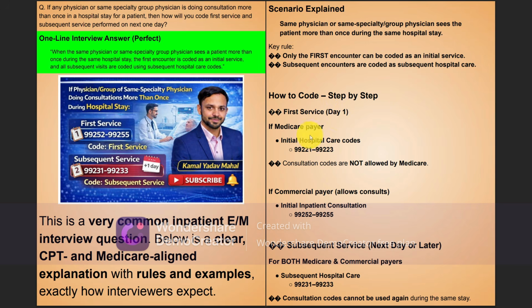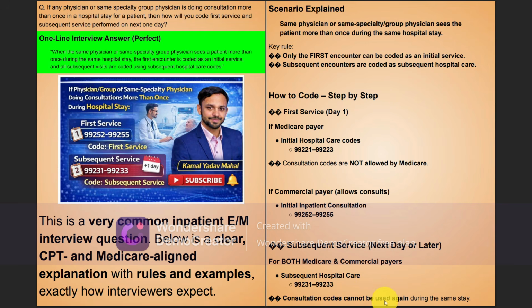If Medicare payer, at that time initial hospital care 99221 to 99223 codes we are selecting there. Consultation code is not allowed by Medicare. If a commercial payer allows consultation, for initial hospital care we use 99252 to 99255. Subsequent services, next day or later, for both Medicare and commercial, we use subsequent hospital care codes only, 99231 to 99233. So it shows that this is a second day consultation.